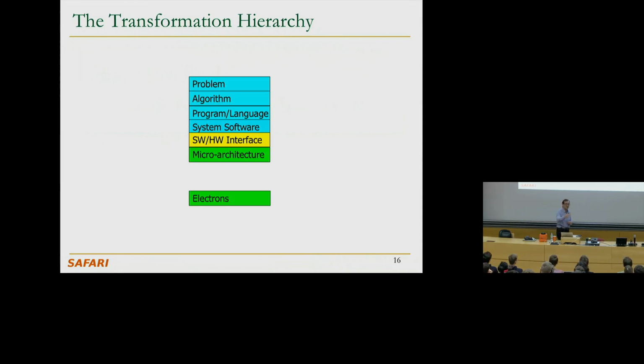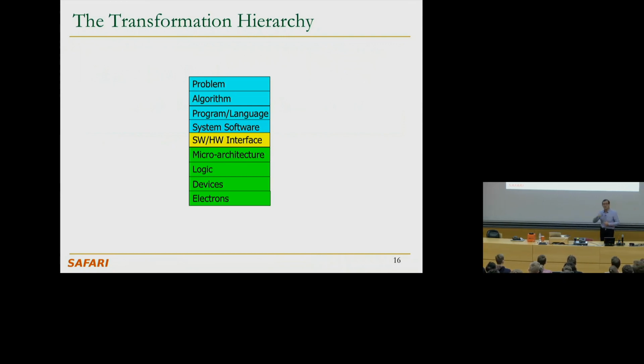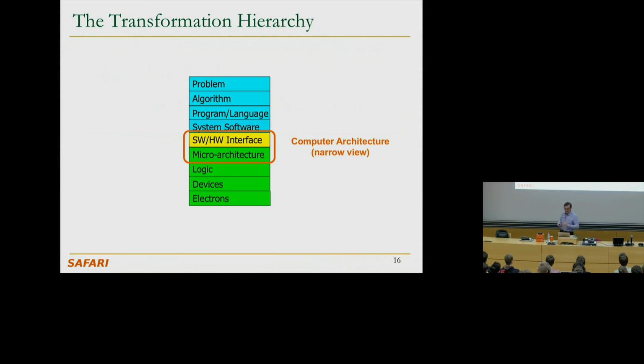We're going to define these more clearly as we go along. And that will be implemented by the logic gates, and that will in turn be implemented by the devices, like transistors, which in turn operate based on the laws of physics, which are really electrons in the end. And this is the transformation hierarchy, basically. We go through this transformation hierarchy in computing. And if you think about what a computer is, it's really the entire thing, of course, but computer architecture has traditionally been defined as this part, the interface between the software and the hardware, and the microarchitecture, basically how it's implemented.